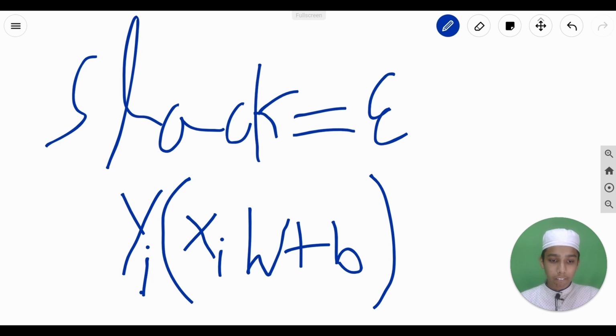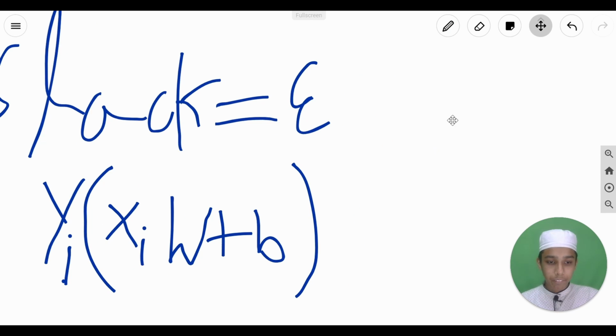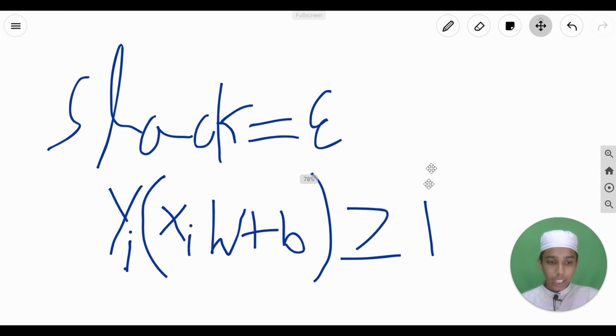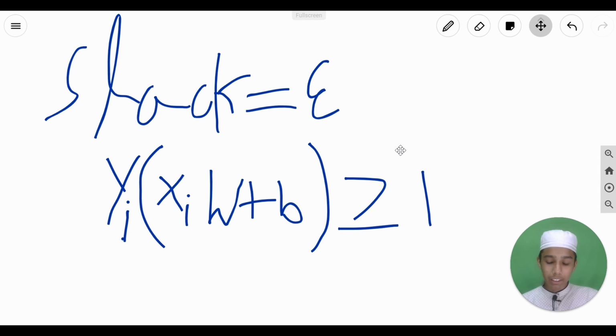Where I'm going to use here, so guys, if you remember, we have three options. One is equal to 0, one is greater than or equal to 1, and another is less than or equal to 1. So guys, I'm going to use the greater than or equal to 1. Let's do something like this, greater than or equal to 1. And now you can see we have y sub i times x sub i w plus b greater than or equal to 1.